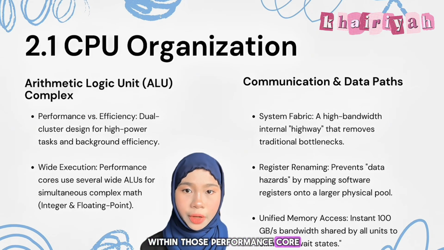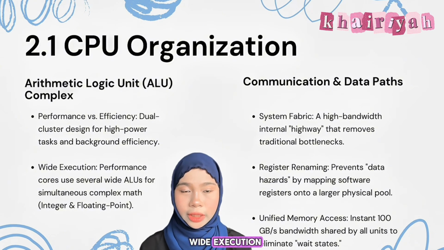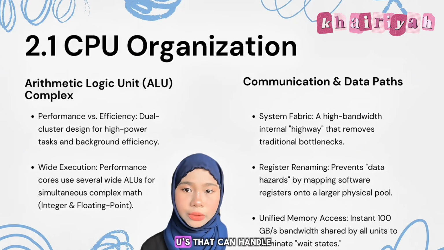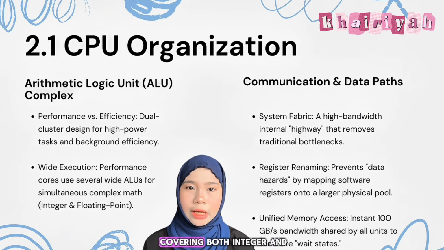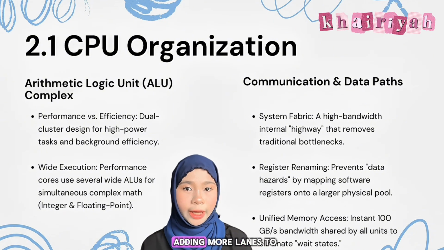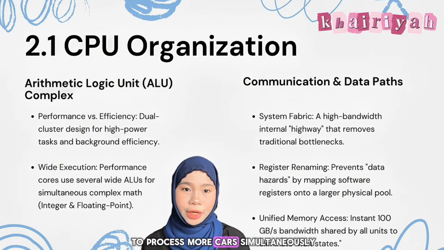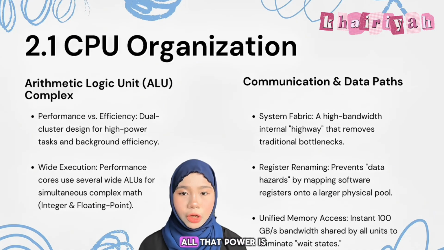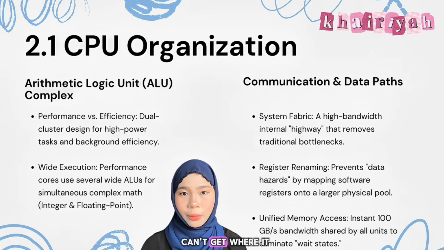Within those performance cores, Apple used what's called wide execution. These cores feature several wide ALUs that can handle simultaneous complex maths, covering both integer and floating point operations at the same time. This is essentially like adding more lanes to a toll booth to process more cores simultaneously. Of course, all that power is useless if the data can't get where it needs to go.